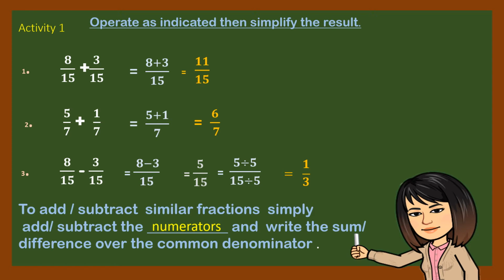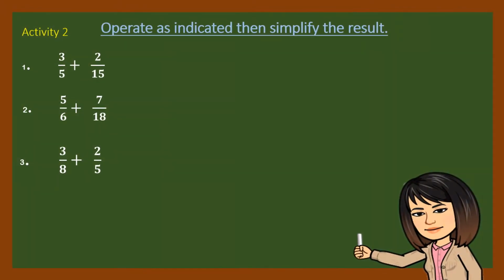Next, for the second activity. So, what do we see? They are called dissimilar fractions. So, how do we add or subtract dissimilar fractions? By the way, they are called dissimilar fractions because the denominators are not the same.